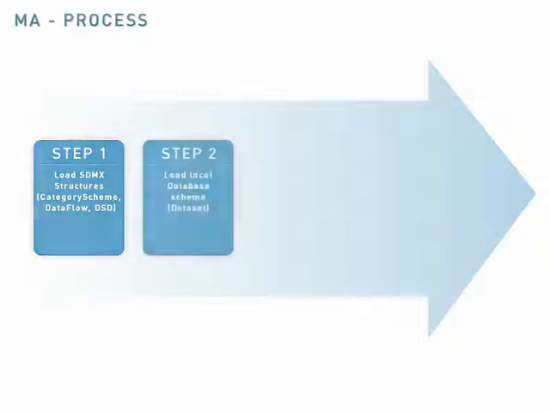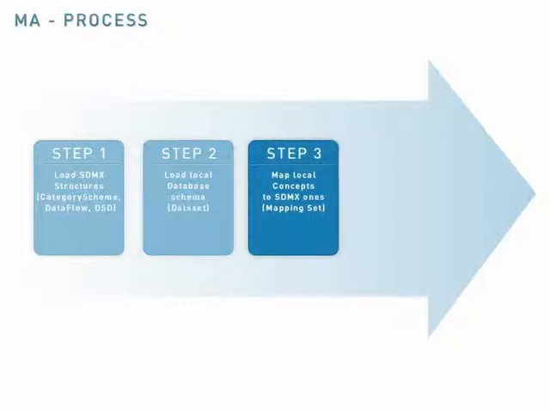The following census example illustrates the different steps in the mapping process with the Mapping Assistant tool. The steps that can be performed are the following. Step 1. The loading of the SDMX structures, category scheme, data flow, data structure definition, from SDMX-ML structure files. Step 2. The loading of the local non-SDMX database schema and the creation of the dataset. Step 3. The mapping of local concepts to SDMX concepts of the data structure definition.